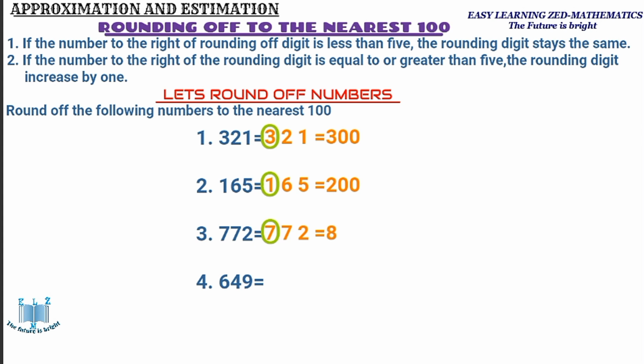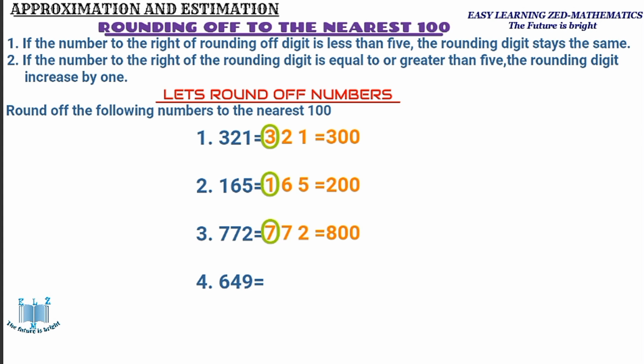Then the 7 on the right side of the 7 in the green circle, there we're going to write 0. We are going to write 0 in place of the 7 which is next to the rounding digit. Then we're also going to write 0, which will stand for 2 there. So rounding off 772 to the nearest hundreds will give us 800.